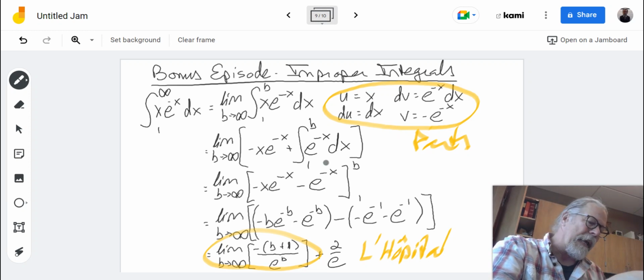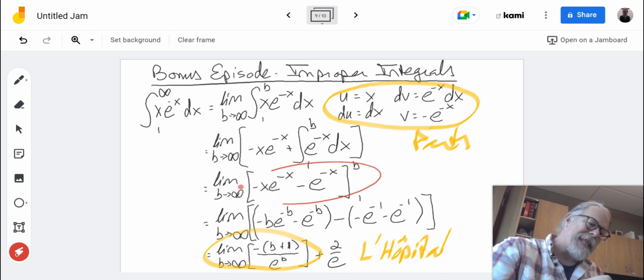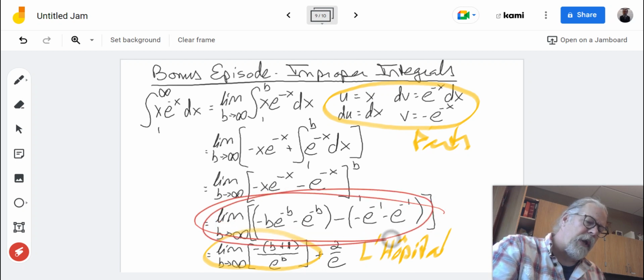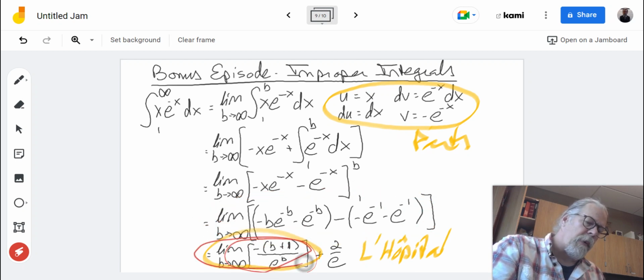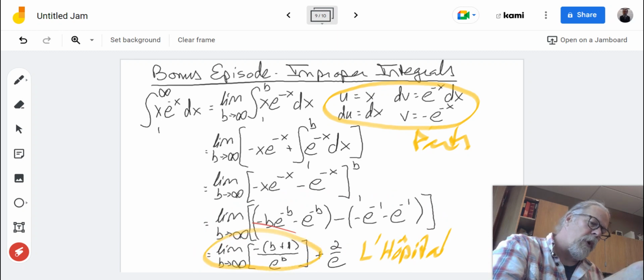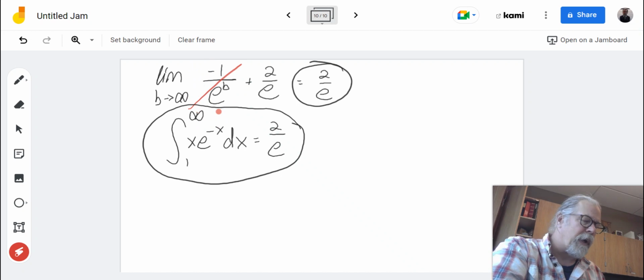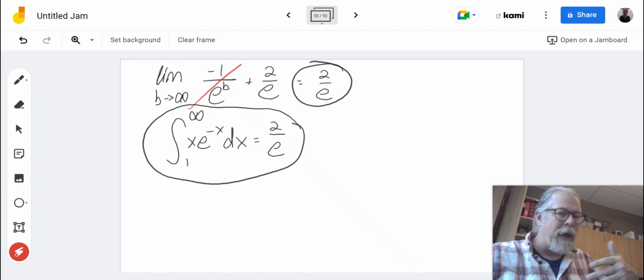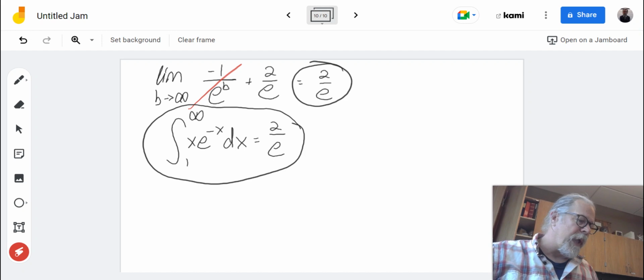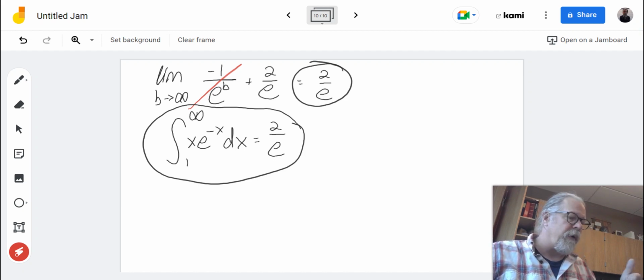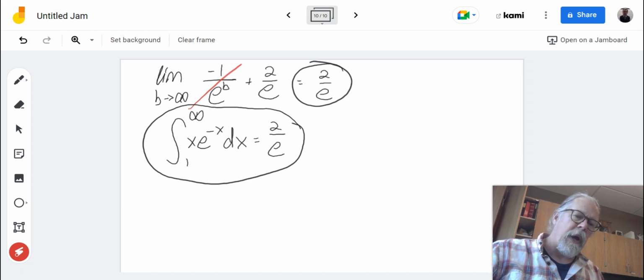Start with parts, get an integral and antiderivative that we can do right here, and then after we evaluate it using the fundamental theorem of calculus right here, we discover that we've got an indeterminate limit, and therefore we can use L'Hopital's rule. We take the derivative top and bottom, and then we get a limit that we can actually evaluate, which is 0. And boom, after all those different steps, we have a solution to the value of the integral from 1 to infinity.